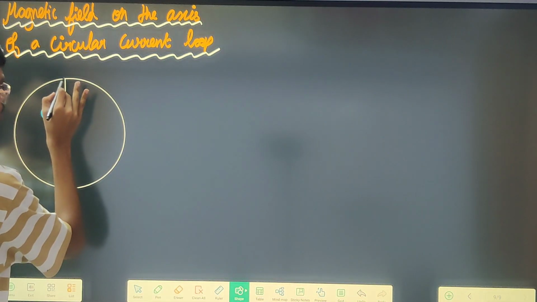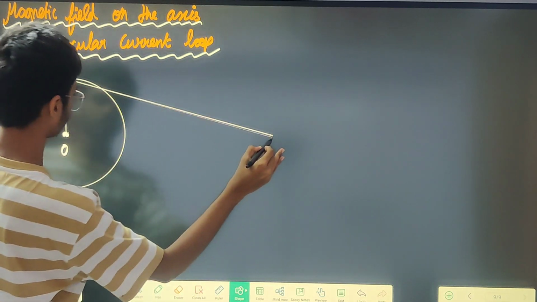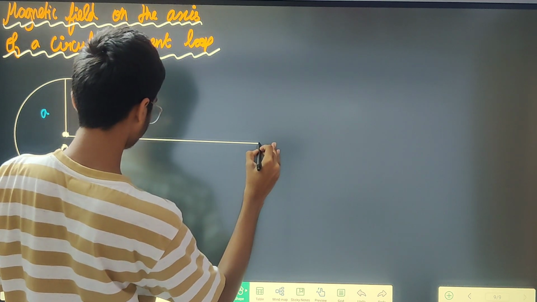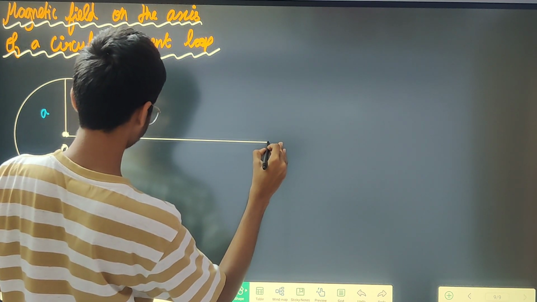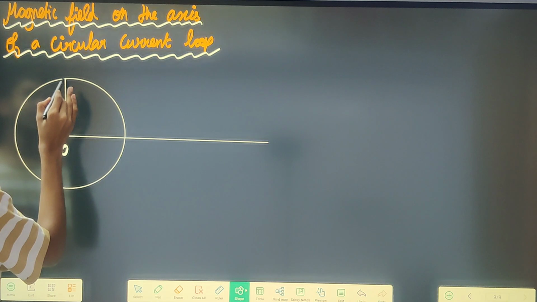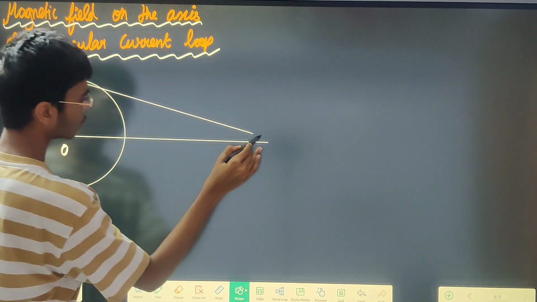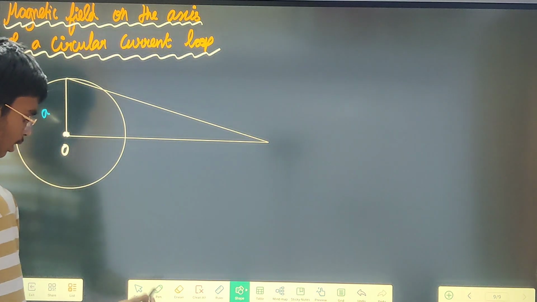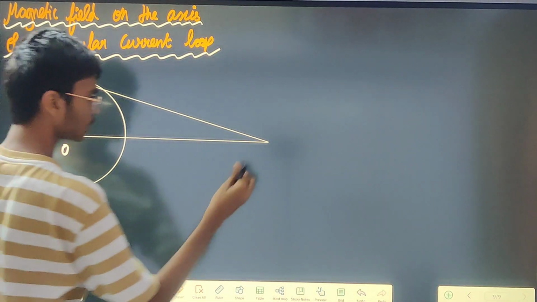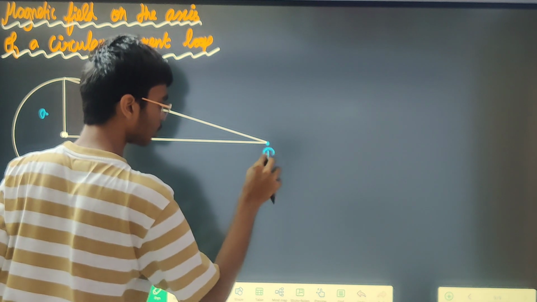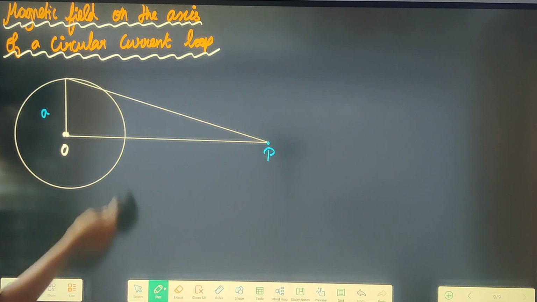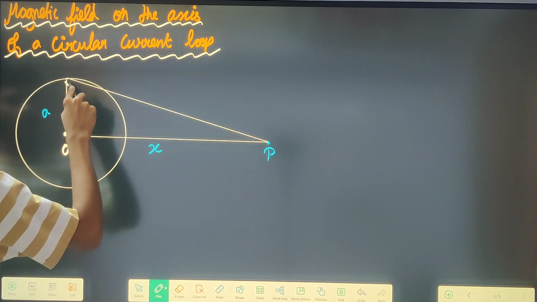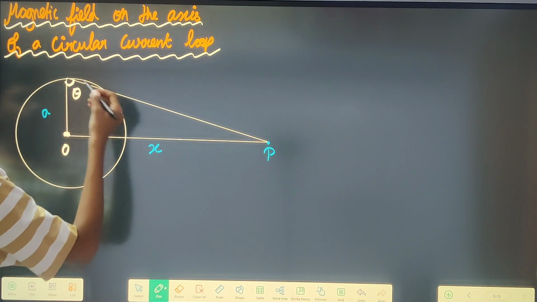First, you draw this straight line. Then this is B. After that, this is going to be point P. Then this is going to be X. Let this be theta.